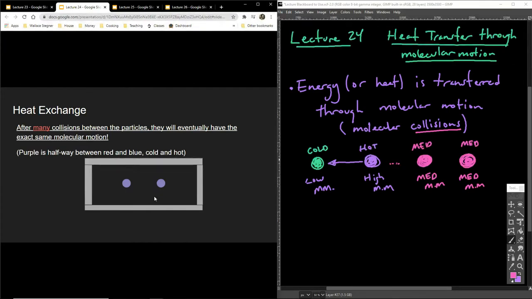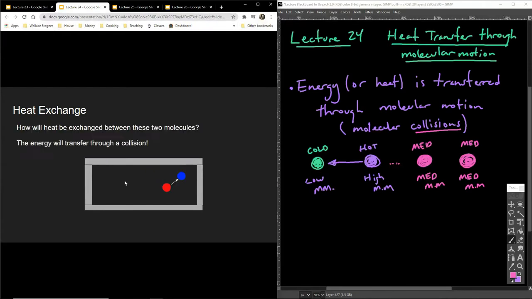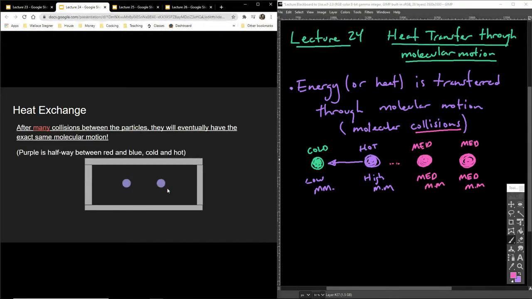You get to set this box aside and come back in 24 hours. After many collisions between the particles, these two particles will eventually have the exact same molecular motion. They will have the exact same energy. So really what happened is the energy that was all contained in this hot molecule is now split evenly between both of them. So that's why I use that purple color, because purple's between red and blue, right? Cold and hot, so it's about a medium. That's basically what I was drawing right here, okay?